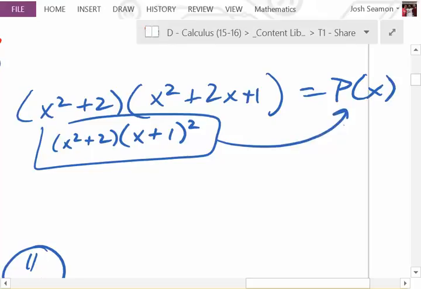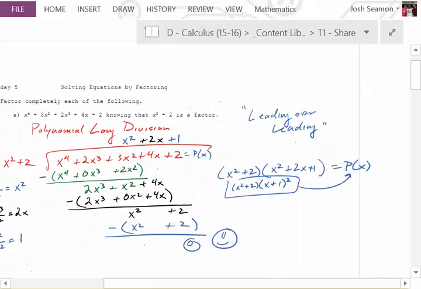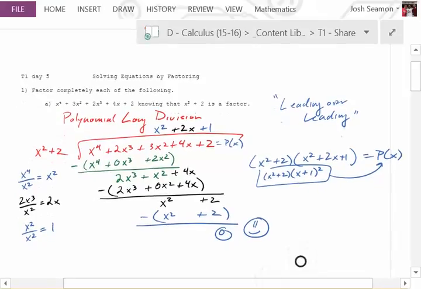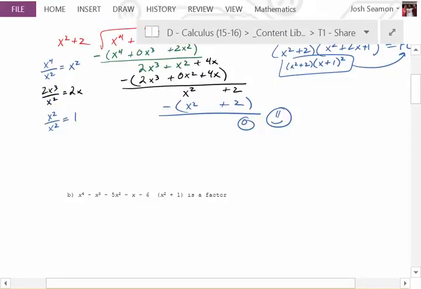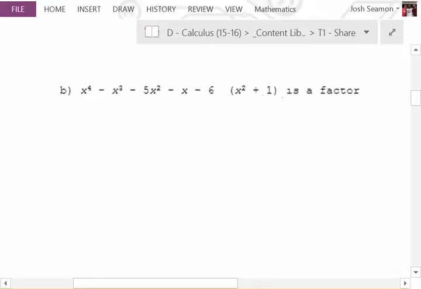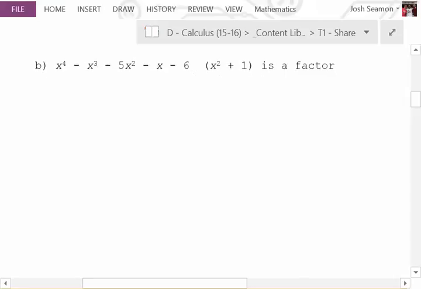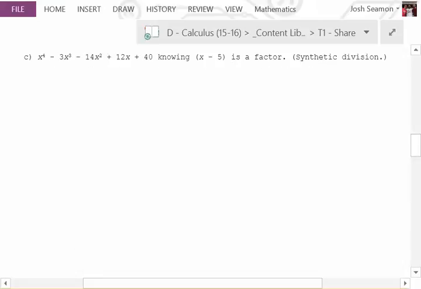We were able to start, though, because what did this thing give us? It gave us something super helpful, knowing that this is a factor. Is that super helpful? Yes, it is. So this is what I'd like you to do right now. I'd like you to find a part of the board with a partner, and please factor this polynomial. You can use something called synthetic division.